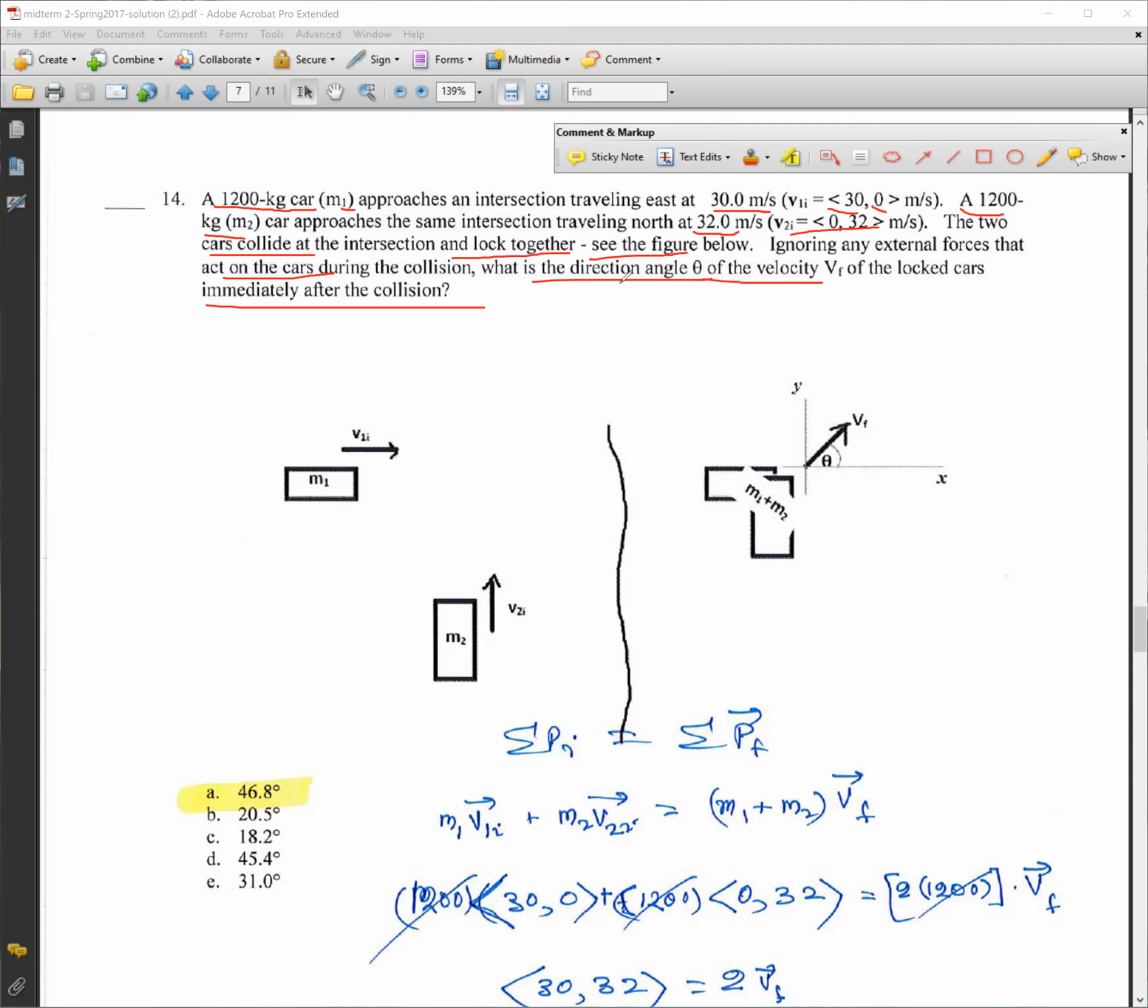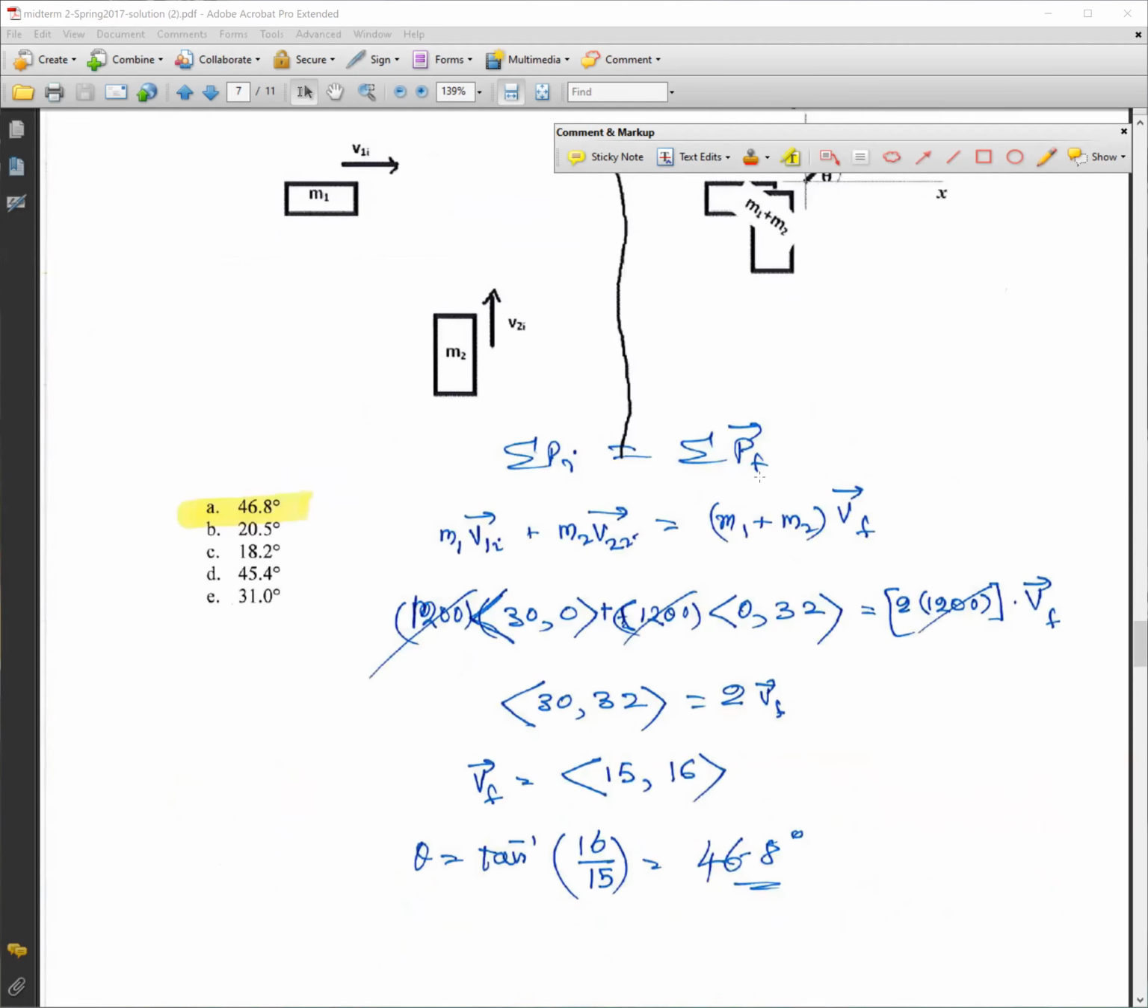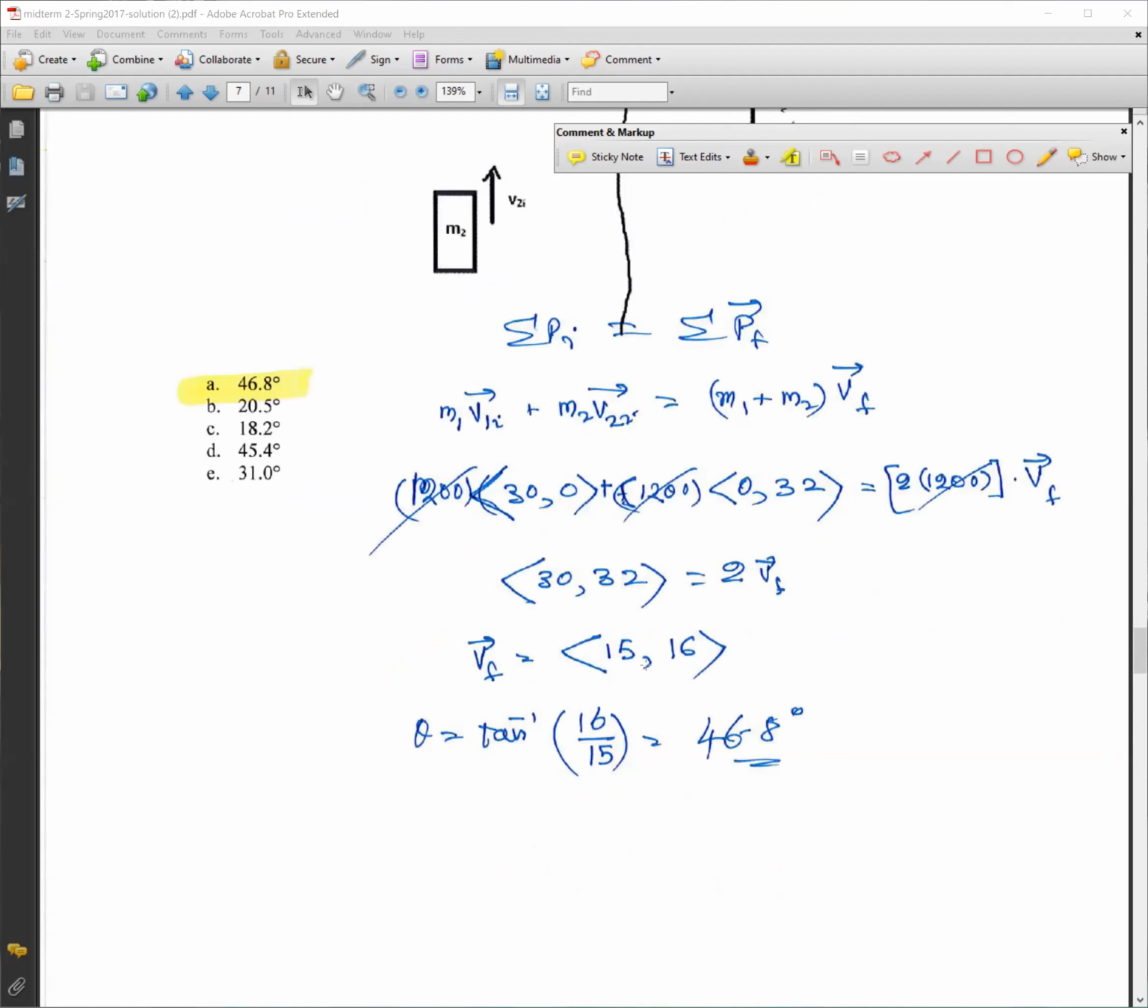Here, we're looking for the theta. Now, we proceed in a similar way to the question we had in 2019, in the sense that total linear momentum is conserved before and after the collision. So the total initial linear momentum equals the total linear momentum after collision. Before collision, you have M1 V1 initial plus M2 V2 initial equal to total mass, M1 plus M2, times V final.